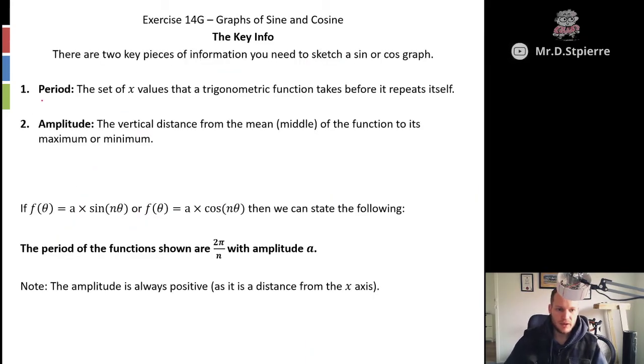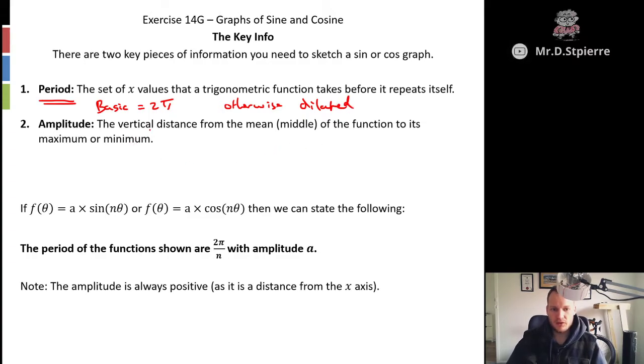The first one being period. That's the set of x values that a trigonometric function takes before it repeats itself. So for the basic graph, I just said that is equal to 2 pi. Otherwise, it's dilated.